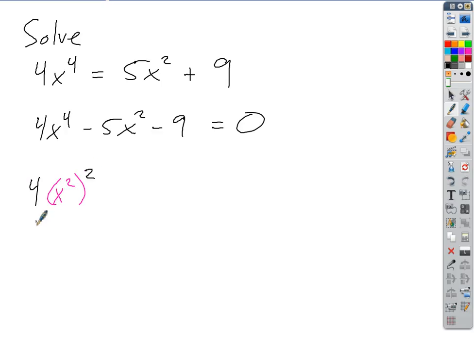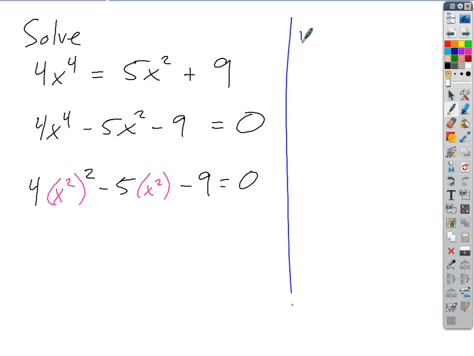So I've got 4x^2 squared minus 5x^2 minus 9 equals 0. Now, if we had done this problem in chapter 5, it might have looked like this: just 4x^2 minus 5x minus 9 equals 0. And how would you have solved that in chapter 5?